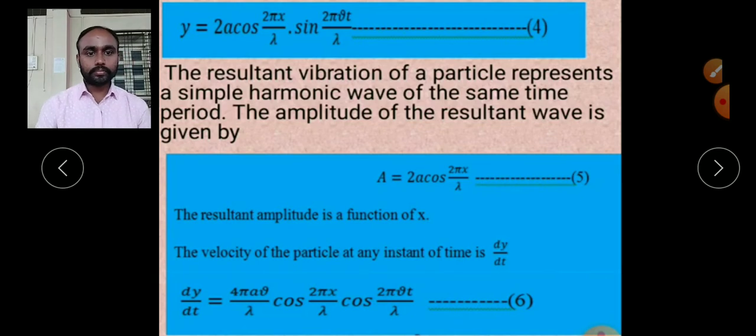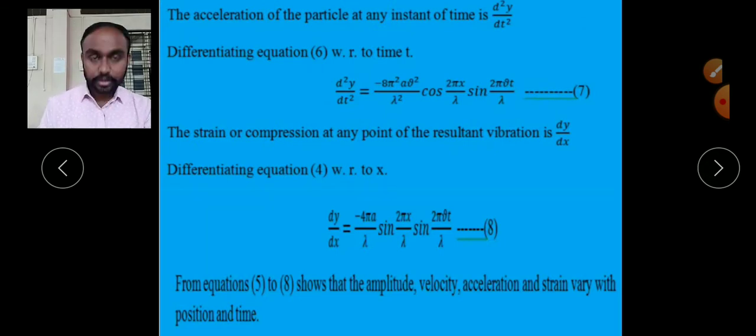So the constant factor we get from the chain rule is 2 pi V by lambda, and already we have 2a. So 2 into 2 is 4, therefore 4 pi a V by lambda cos 2 pi x by lambda, here it is as it is, and the derivative of the sine is cos, so it is cos 2 pi Vt by lambda, equation number 6. Simply we have taken the time derivative of equation number 4, and that will give you the velocity of the particle at any instant of time. Okay, that is equation number 6, right?